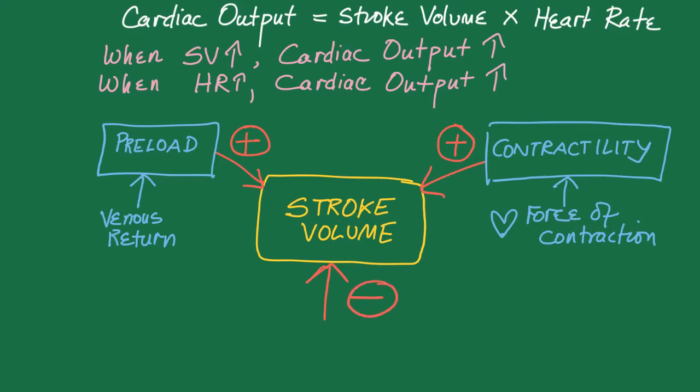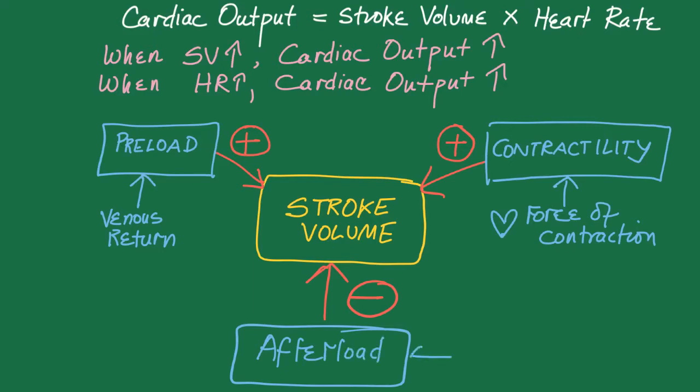The third factor that affects stroke volume actually lowers stroke volume. It has a negative effect, and that is afterload. Afterload is not an issue for most people. For most healthy people, afterload is not an issue. However, in some people who have high blood pressure in their great arteries, this pressure does not allow the ventricles to pump the blood out as efficiently, and so it has a negative effect on stroke volume.